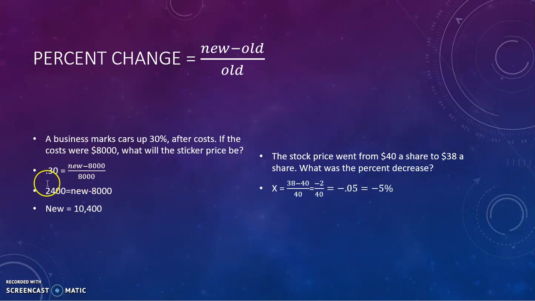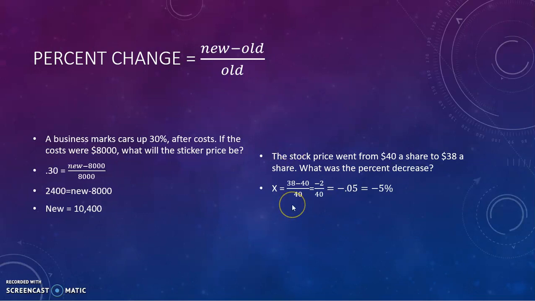Between this and this, I multiplied both sides by 8,000. And between this and this, I added 8,000 to both sides of the equation. So that gave me the answer. The new price, the sticker price, will be 10,400.